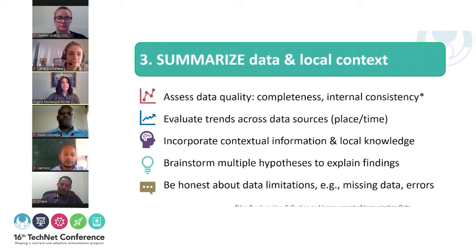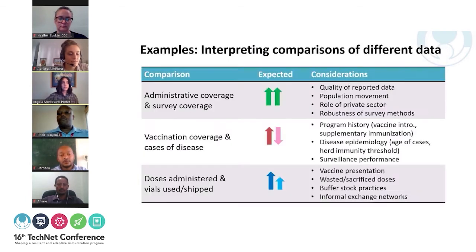Step 3, summarizing the data in local context. You want to assess the data quality, for example, looking at completeness and internal consistency within each of your data sources. You also want to evaluate trends across data sources, ideally looking at the same place and time period. You want to incorporate contextual information and local knowledge, brainstorm multiple hypotheses to explain any of your findings, and be honest about your data limitations, for example, missing data and errors.